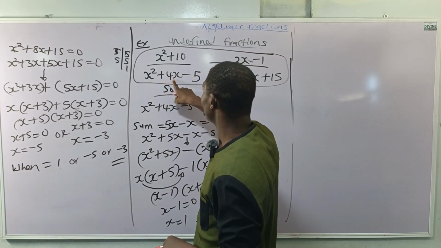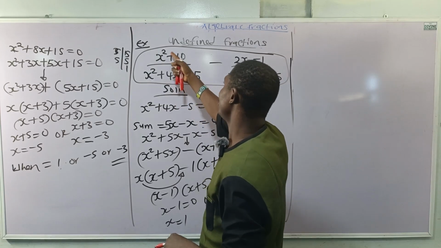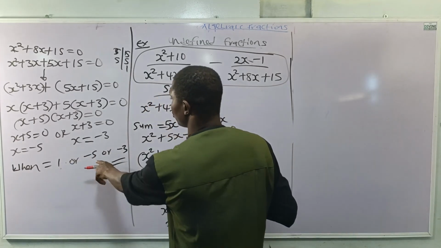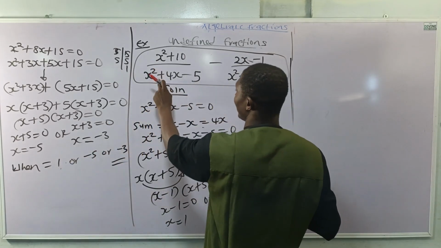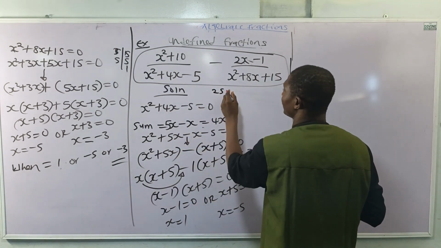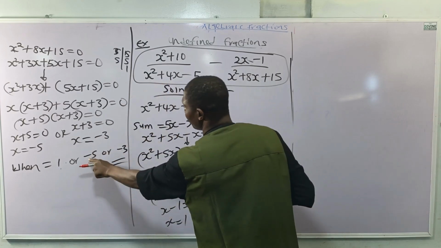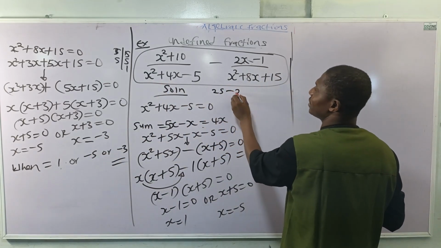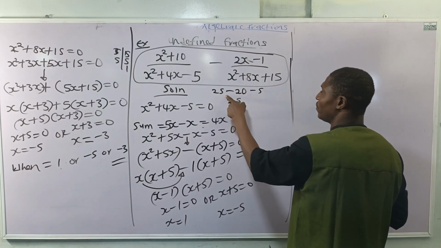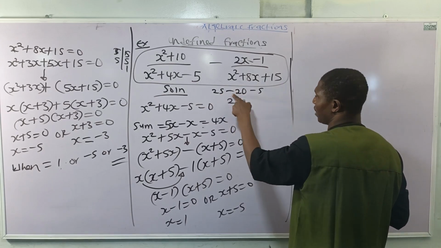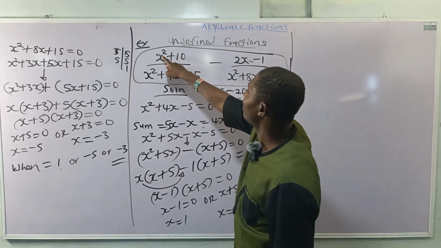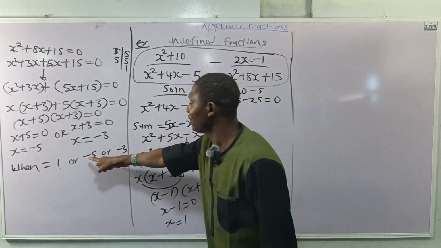Let's check. If x is 1, 1 squared is 1, 4 times 1 is 4. So 1 plus 4 is 5. 5 minus 5 is 0. So x squared plus 10 will be divided by 0 when x is 1. When x is also minus 5, we'll have minus 5 squared, which will give me positive 25. I'll have my negative sign. 4 times negative 5 will give me negative 20. And I'll have minus 5. This will give me 25 minus 20 minus 5. Minus 20 minus 5 will give me minus 25. And 25 minus 25 will give me 0. You see, we still have x squared plus 10 all over 0 when x is minus 5 here.